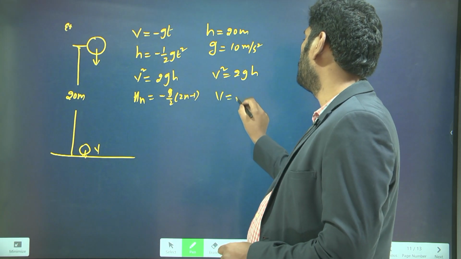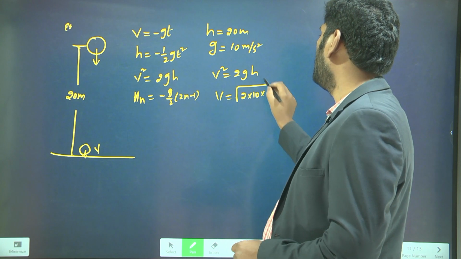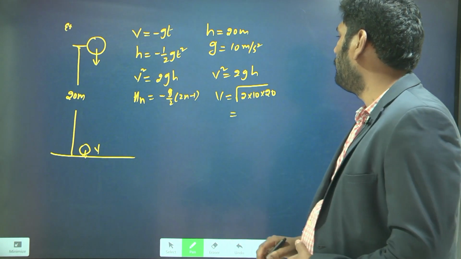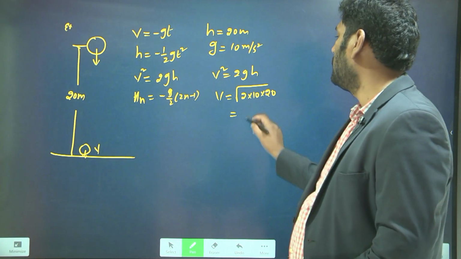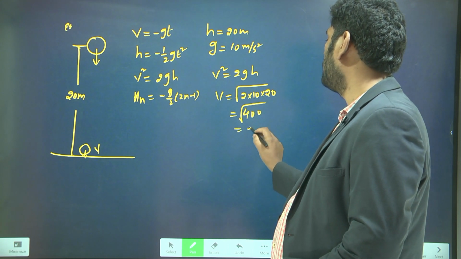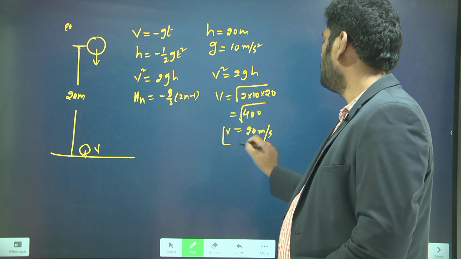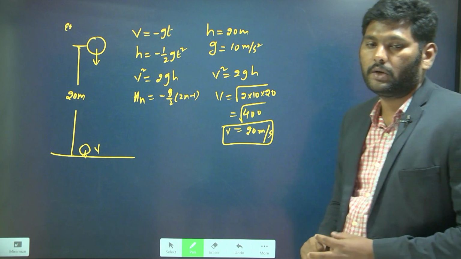Then v is equal to under root of 2 into g value 10 into h value 20. So finally this is 400. Yeah, 400. That is root 400. Root 400 you can write 20 meter per second. So this is the velocity of the object when it is about to reach the ground.